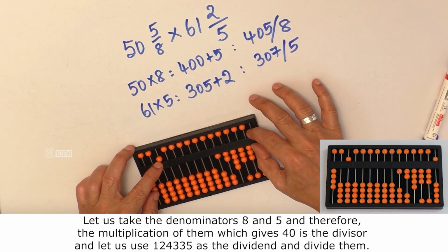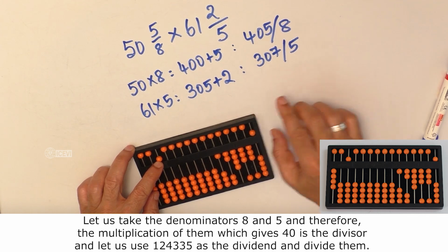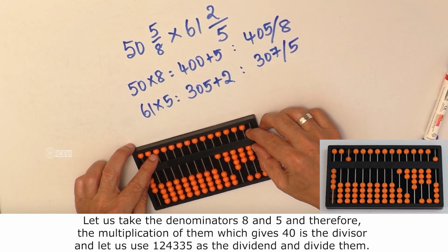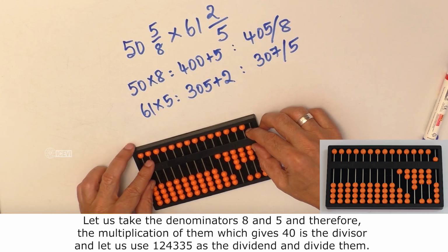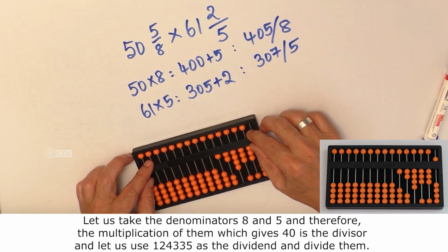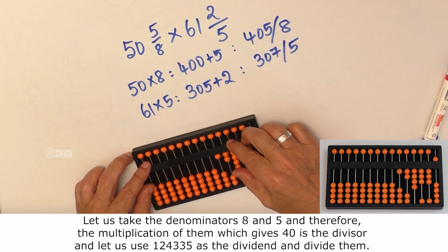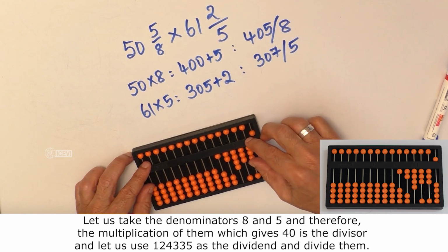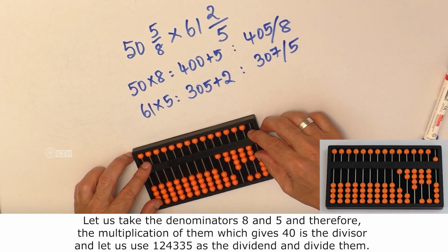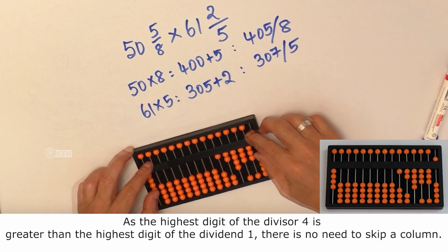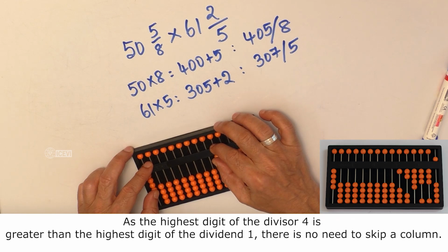Let us take the denominators 8 and 5. And therefore, the multiplication of them, which gives 40, is the divisor. And let us use 124,335 as the dividend and 40 as the divisor. Let us divide them. As the highest digit of the divisor 4 is greater than the highest digit of the dividend 1, there is no need to skip a column.